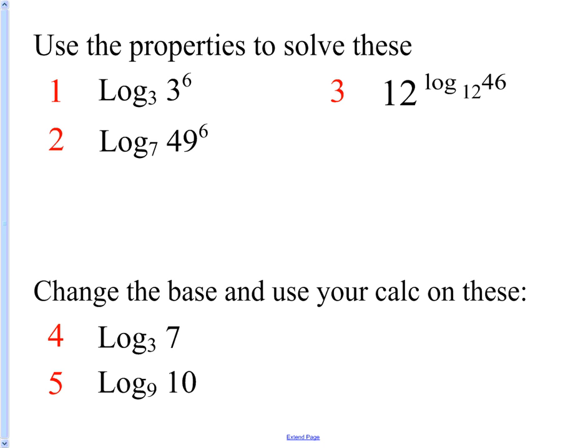Rapid fire answers. When you see these lining up like this, what's the answer? 6. Those line up, what's the answer? 46. Those aren't quite lining up. I could make that into what? 7 squared. Then what's the answer going to be? 12. Good. This one, if you were going to put it into your calculator, you'd put in what over what? Log 7 over log 3. And how about this one? Log 10 over log 9.